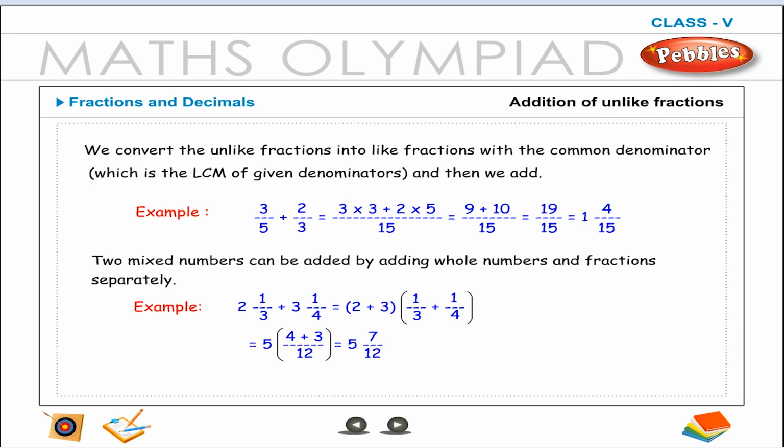1 4 by 15. Two mixed numbers can be added by adding whole numbers and fractions separately. Example, 2 1 by 3 plus 3 1 by 4 is equal to 2 plus 3 into 1 by 3 plus 1 by 4, which is equal to 5 into 4 plus 3 by 12, which is equal to 5 into 7 by 12.